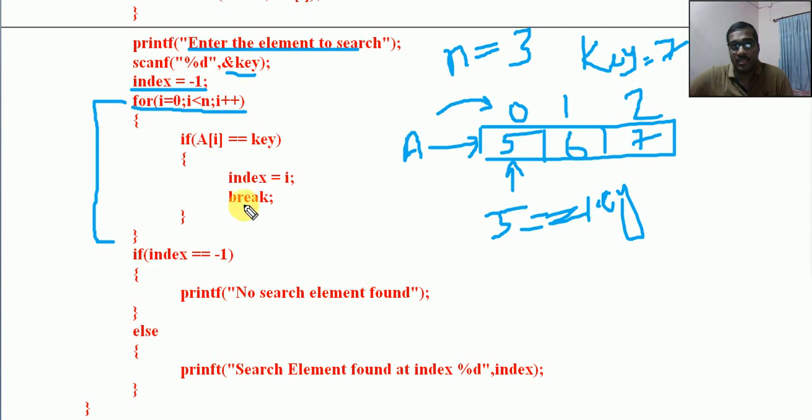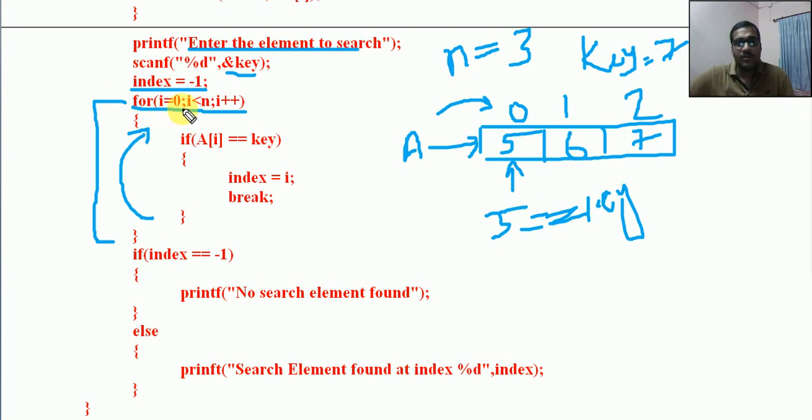You will see this when we are having a match. So what will happen? It will go for the next iteration, for I equal to 1. 1 less than 3, that is true. If a of 1 is equal to key, a of 1 is 6, 6 equal to 7, it is wrong. It will not enter into this block, it exits from this comparison and continues with the next iteration.